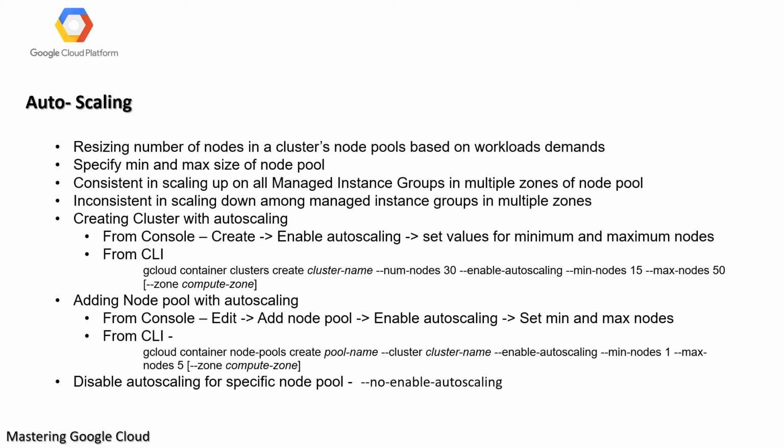If your node pool contains multiple managed instance groups with the same instance type, cluster autoscaler attempts uniformity or consistency in the sizes of these managed instance groups when scaling up. This will help prevent an uneven distribution of nodes among managed instance groups in multiple zones of a node pool. However, autoscaler can scale down unevenly across zones.